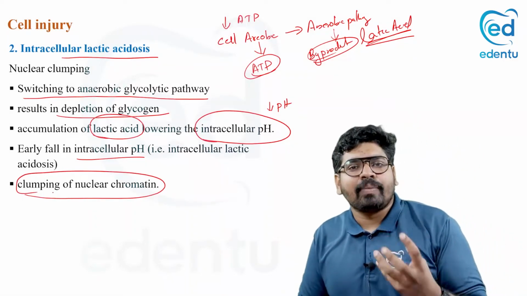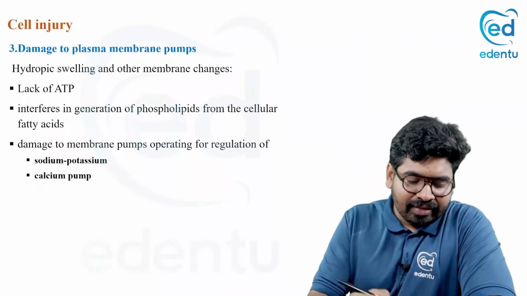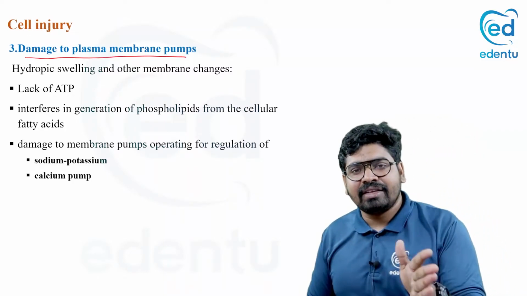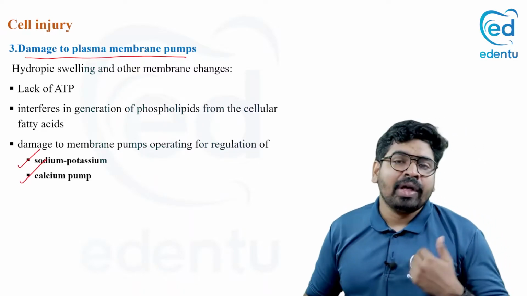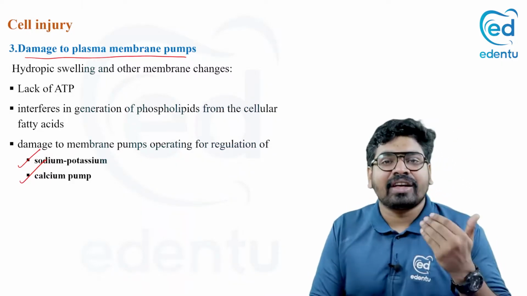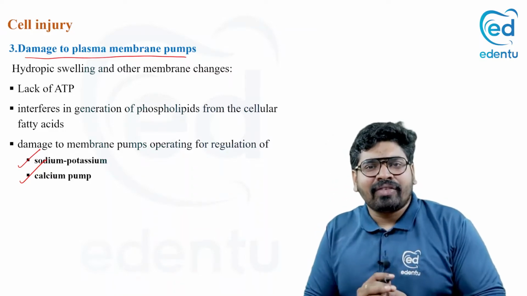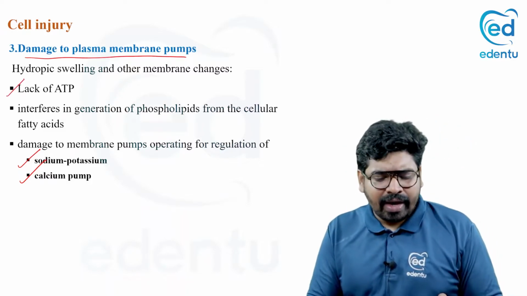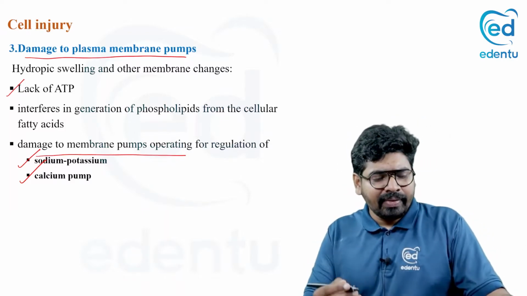Your nuclear chromatin will start clumping because of this acidic environment. Now, what's next? There is damage to the plasma membrane pumps. I have told you, when there is a decrease in ATP, all your plasma membrane pumps, your sodium potassium pump, your calcium pump, because all these pumps are present on the cell surface, and these pumps work on ATP. As there is a lack of ATP, what happens? There is damage to the membrane pumps, your sodium, potassium, and calcium pump.